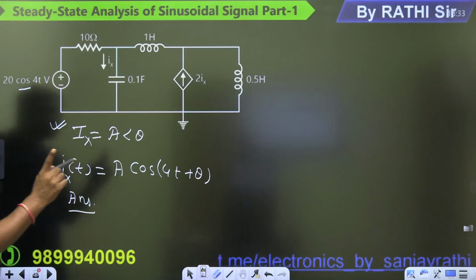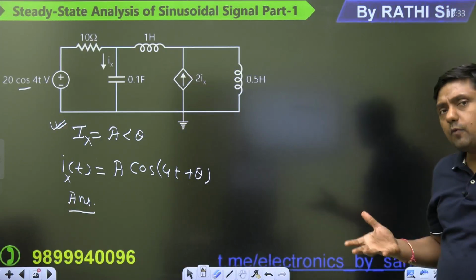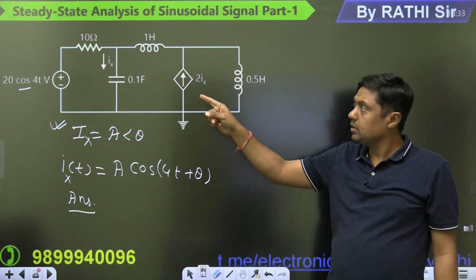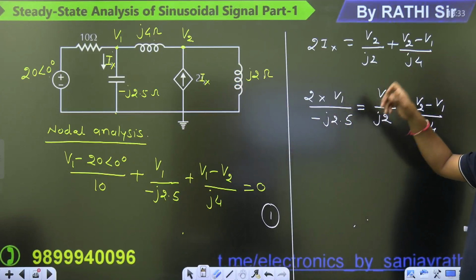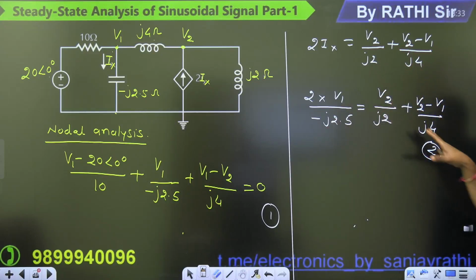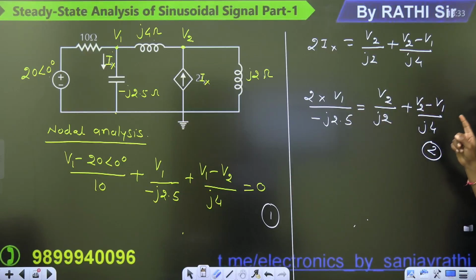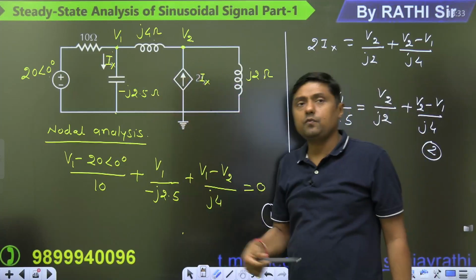So solve one question and you will get the idea: the same nodal equation, same type of KCL and KVL, but in frequency domain, not in time domain. So first of all you have to convert the diagram into frequency domain. Then write down the equations and take care of the imaginary and real parts, with proper multiplication, division and calculation. It is your part to solve the first and second equations and get the value of Ix, which is nothing but V1 upon minus j2.5.